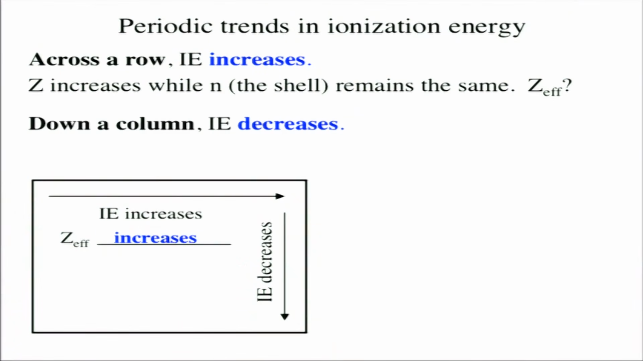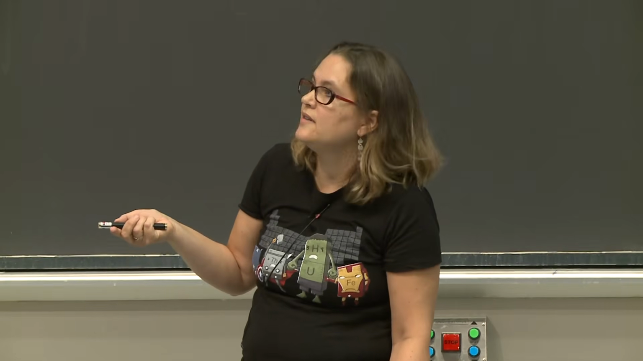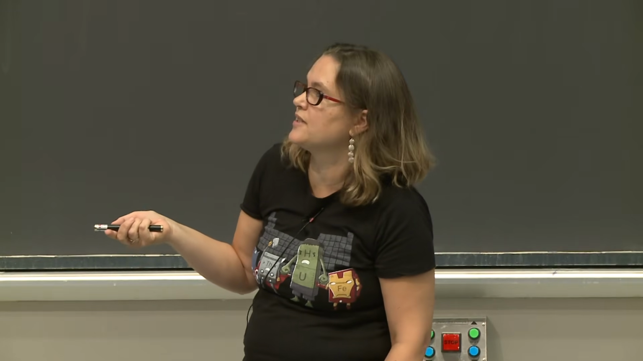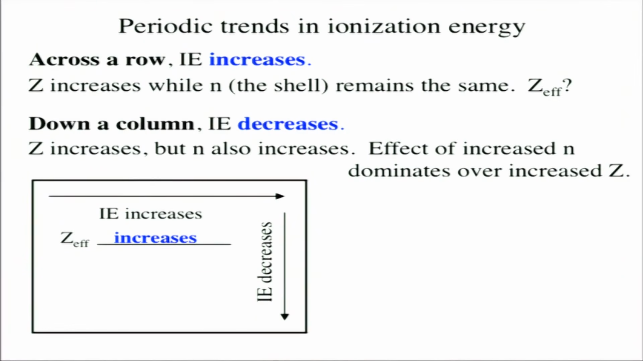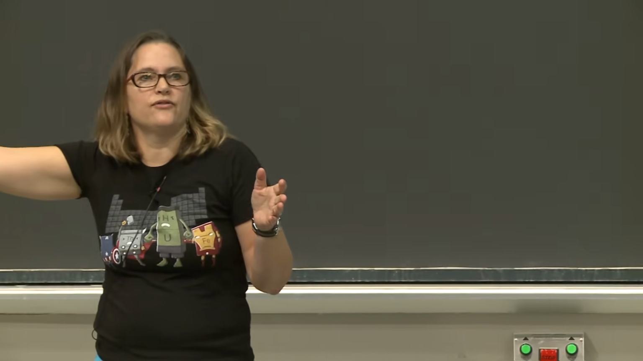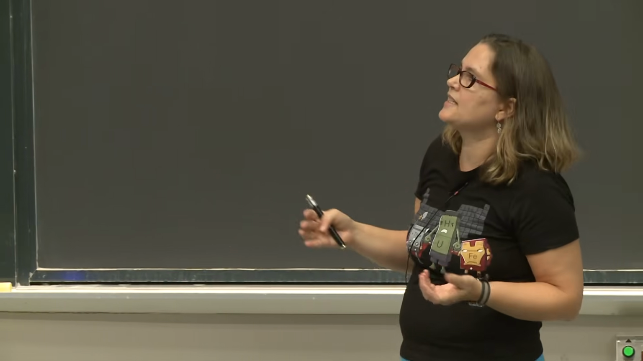Now, if you go down a column, the ionization energy decreases. In this case, you're also increasing Z, but now you're increasing N as well. And so when you increase N, you have your 3s, and you go to your 4s and your 5s. Now those outer orbitals are way far away, and you have a much bigger effective radius here.